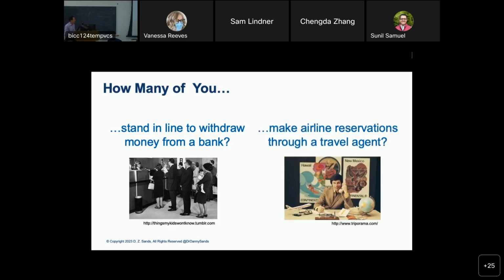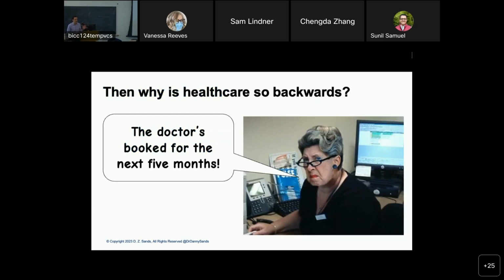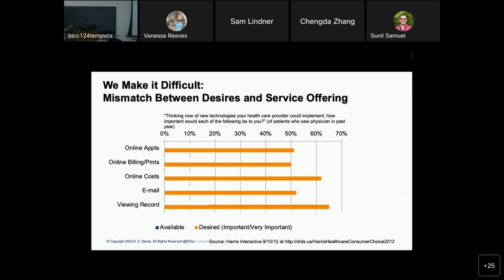Another example, how many of you make routine airline reservations by talking to a travel agent? No! That's a thing too, but the travel agencies are closing because we disintermediated them using technology. So why is healthcare so problematic? Because this is what happens when you call my office or your office. This is crazy, right? So we make it very difficult. We want patients to keep their appointments. We want patients to fill their medicines and blah, blah, blah.